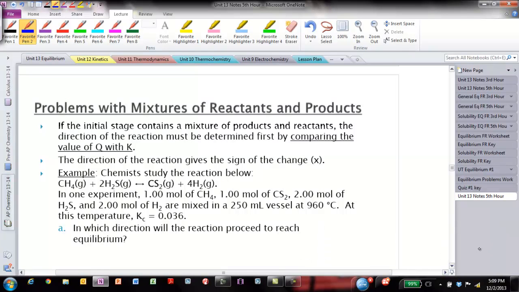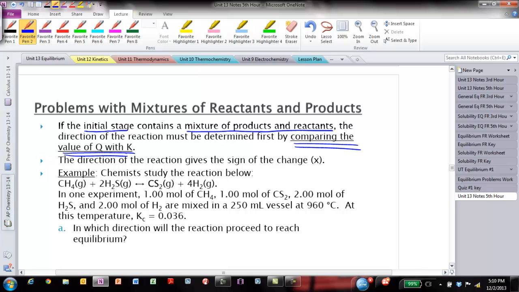So most of the problems that we've looked at have one side initially being 0. And that's a pretty easy problem, because we know which direction the reaction goes right away, because you can't subtract from the 0, so you must be adding to the 0. So the 0 side has to be a product. But if the initial stage has numbers for everything, a mixture of products and reactants, you have to figure out which direction the reaction goes by comparing Q and K.